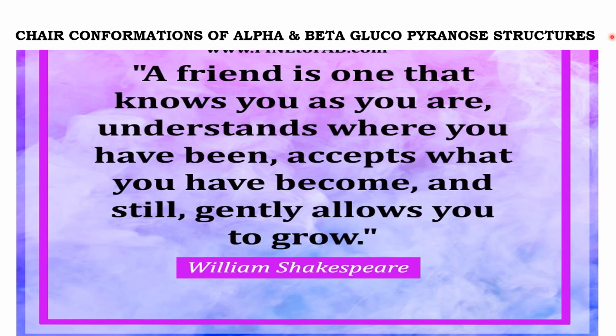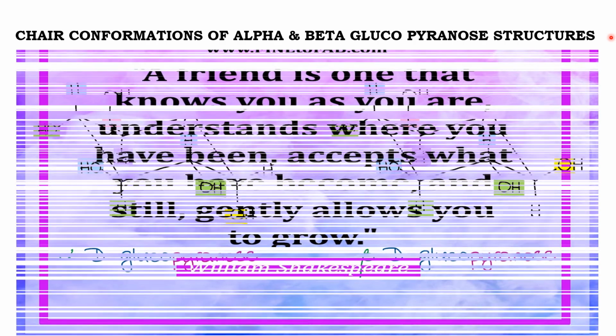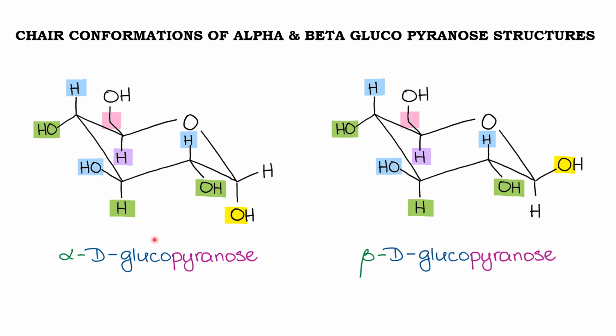See, now we have to represent the chair conformation of alpha and beta D glucose because we know chair conformation is more stable than boat conformation. So we are going to represent the chair conformation and boat conformation of alpha D glucopyranose. Now see here, this is the chair conformation of alpha D glucopyranose, and this is the chair conformation of beta D glucopyranose.